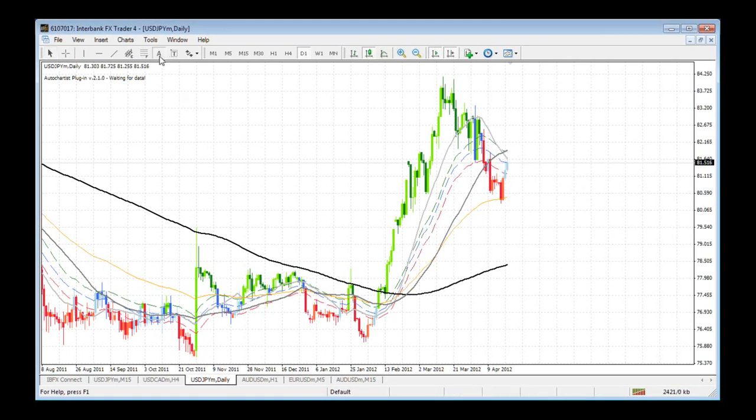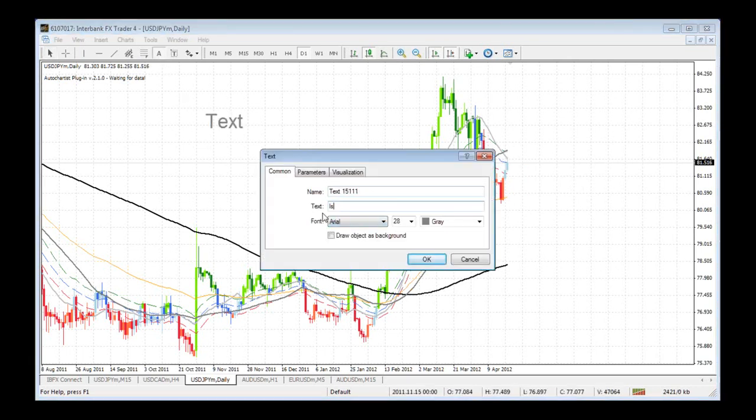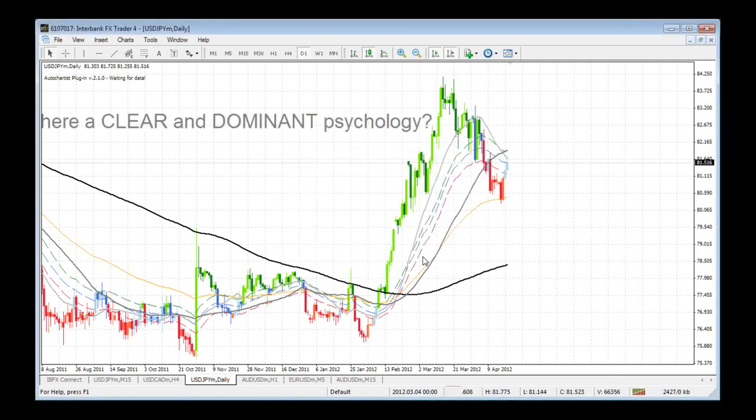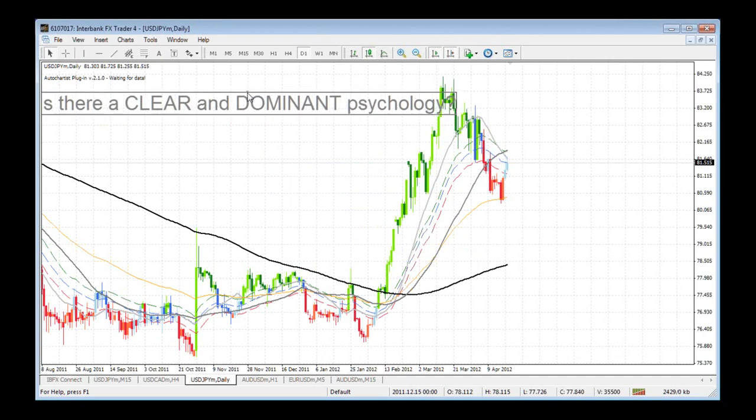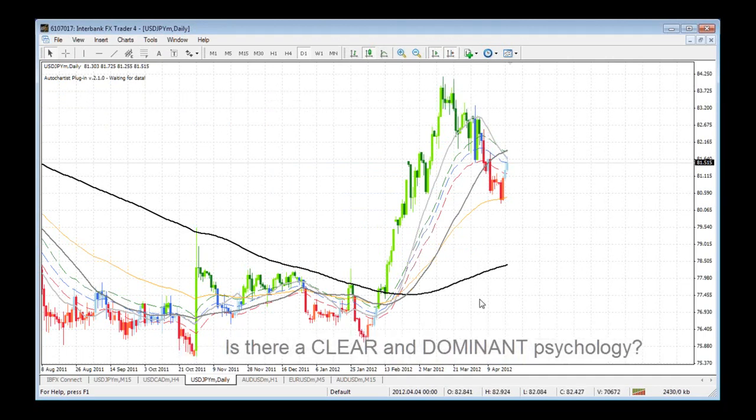Here's the question you have to ask yourself. There's two criteria: is there a clear and dominant psychology at work here? Is there a clear and dominant psychology? I don't think there is. I know there's bearish sentiment and momentum, but I can't say that overall we're in a downtrend. There's no dominant psychology here. We have a little bit more bearishness, no doubt. We're no longer bullish, but we're probably bearish to neutral.